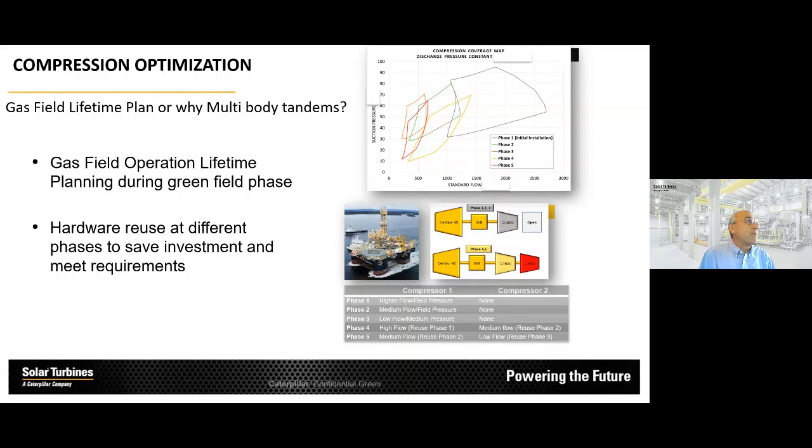I just want to show an example here for field compression. Typically in these gas fields, over the lifetime of the field, you will see a reduction in flow and a reduction in suction pressure as the field declines. So you see here, this gray area is what the compressors were originally designed for. The red area was how they were operating at the later stage of the field. And one of the ways you can accommodate that is to build two-body tandems where you are able to add a compressor body in the later stage of life when you need a lot of pressure ratio, and you accommodate the changes in flow by restaging these machines in several steps.